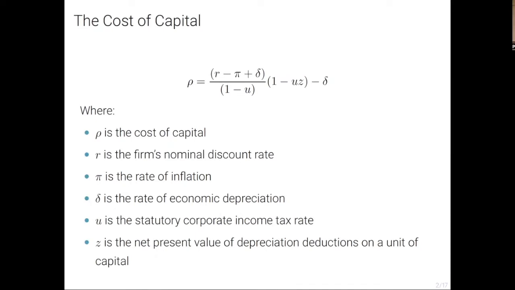All right, so this cost of capital here is going to be a function of R, the firm's nominal discount rate, pi, which is going to represent the rate of inflation. That's what we're going to focus on here in this talk. Delta, the rate of economic depreciation, as well as tax policy, both the statutory corporate income tax rate U, as well as how the income tax code allows businesses to deduct their investments. So Z is going to represent the net present value of depreciation deductions for a unit investment in capital.